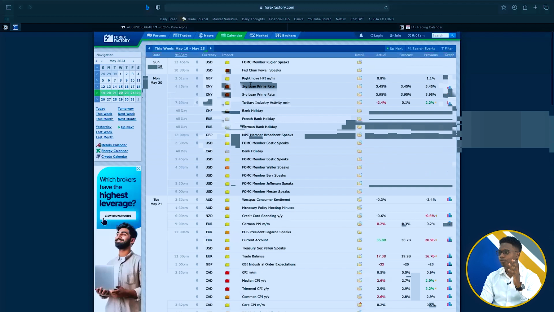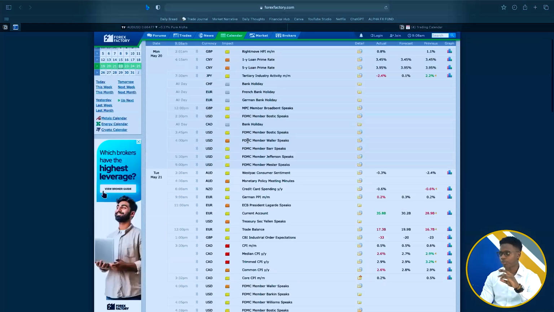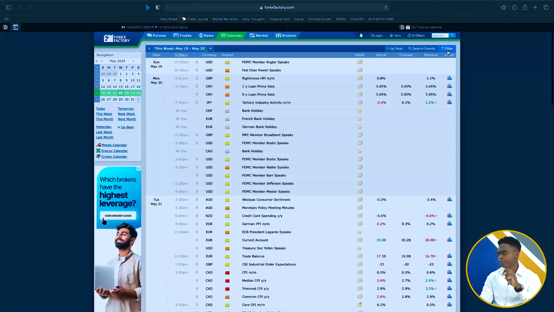You can't wake up and follow all this news to know what's going to happen. I hear people saying, "Hey guys, today is Aussie dollar, Westpac consumer sentiment. What do you guys think?" Leave that alone. Some things are not important. So what do I do? I come and filter, okay?